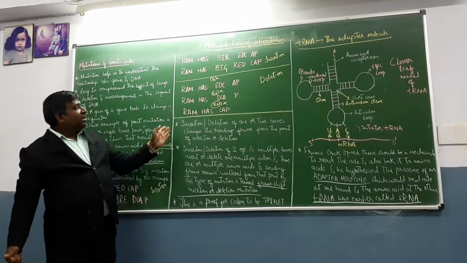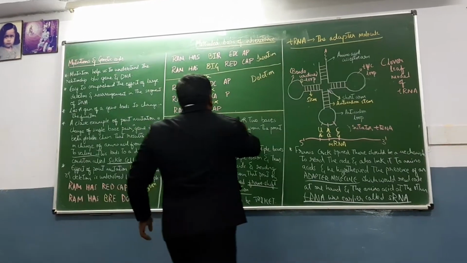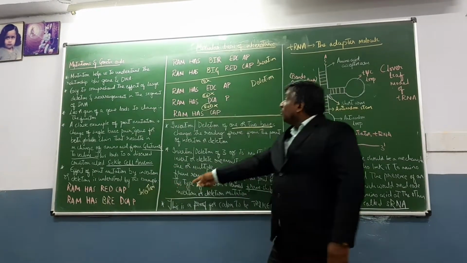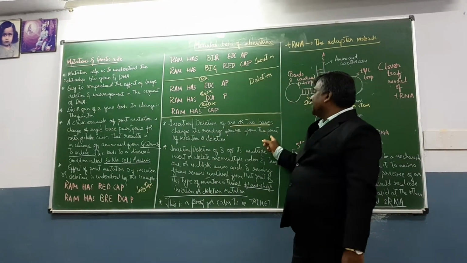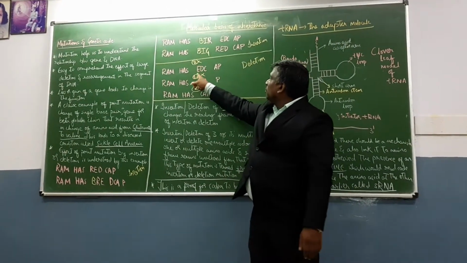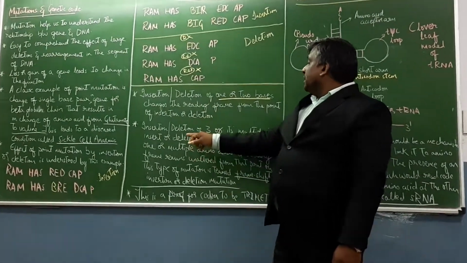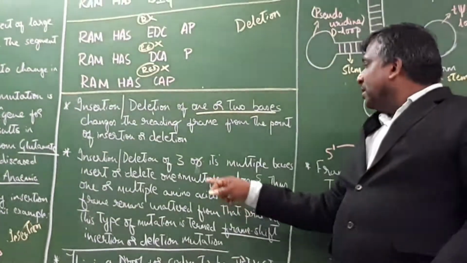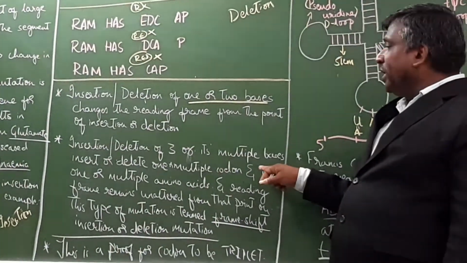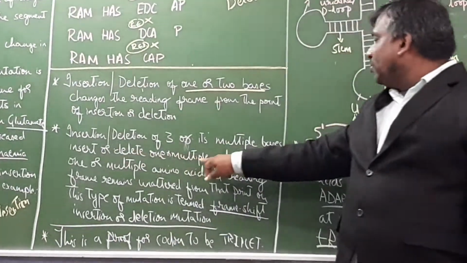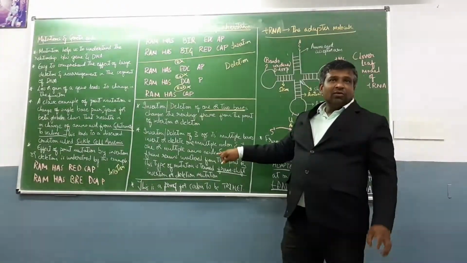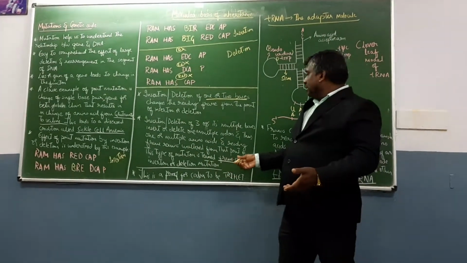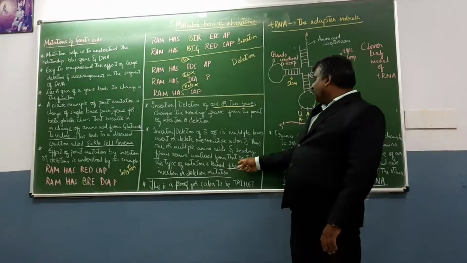Okay. So now, insertion or deletion of one or two bases, as I have told you, changes the reading frame from the point of insertion. One or two bases, from the point of insertion it changes. Or deletion of one or two, from the point of deletion it changes. Insertion or deletion of three bases, or one triplet codon, or its multiples, leads to insertion or deletion of one or multiple codons, and thus the frame remains unaltered from that point on.